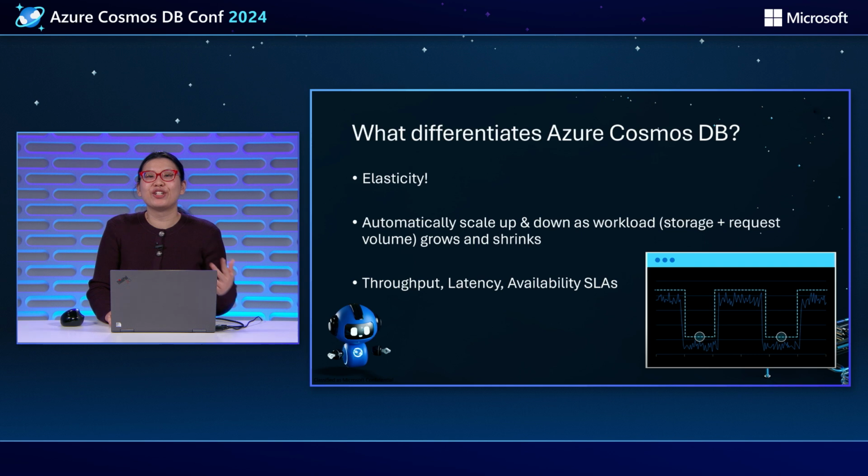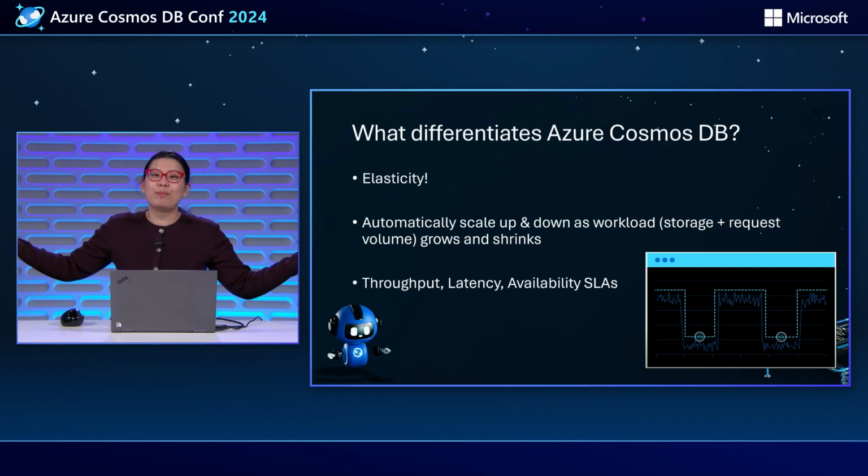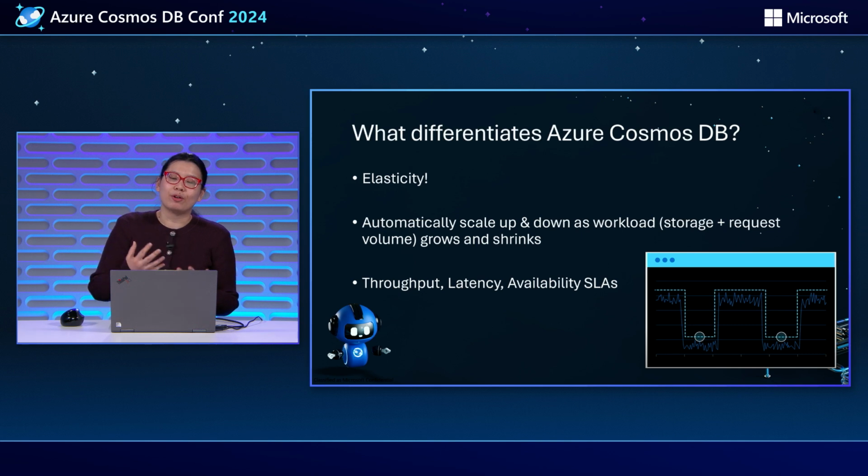Elasticity is a core differentiator of Cosmos DB, and what it means is the ability for you to automatically scale up and scale down based on your workload traffic. Cosmos DB does this automatically on your behalf while maintaining industry-leading SLAs on throughput, latency, and availability.